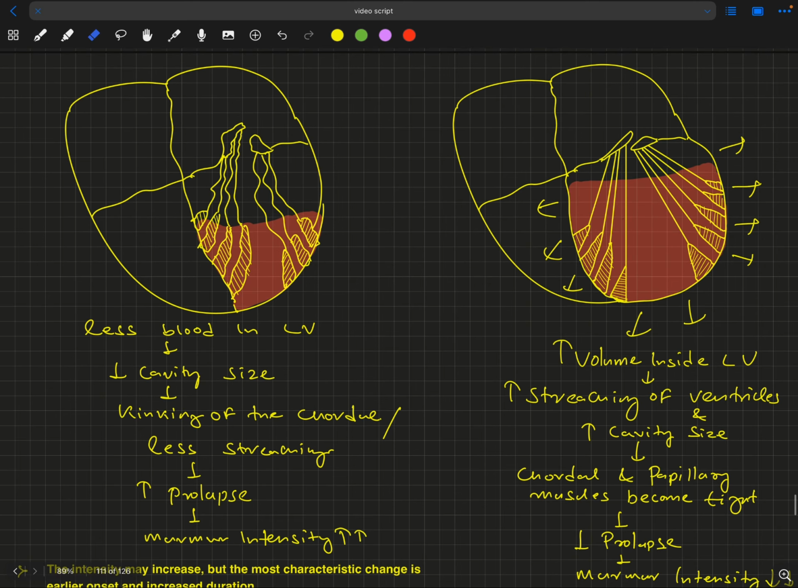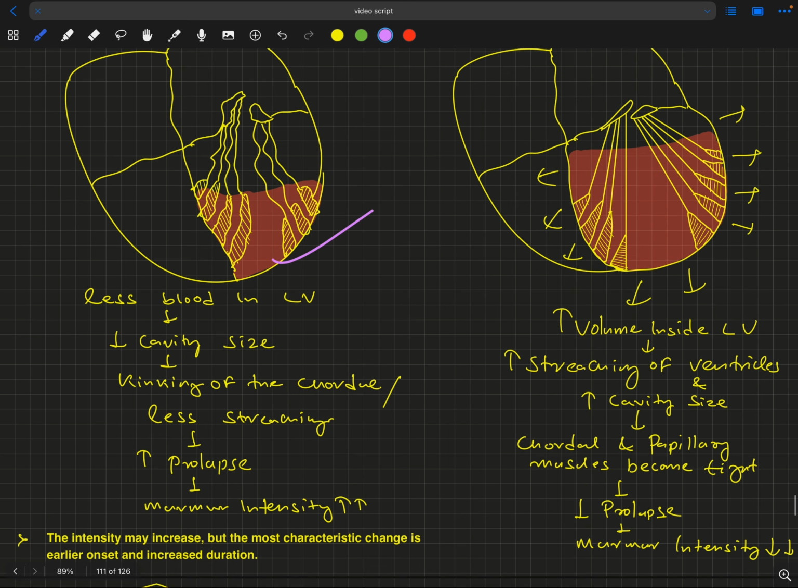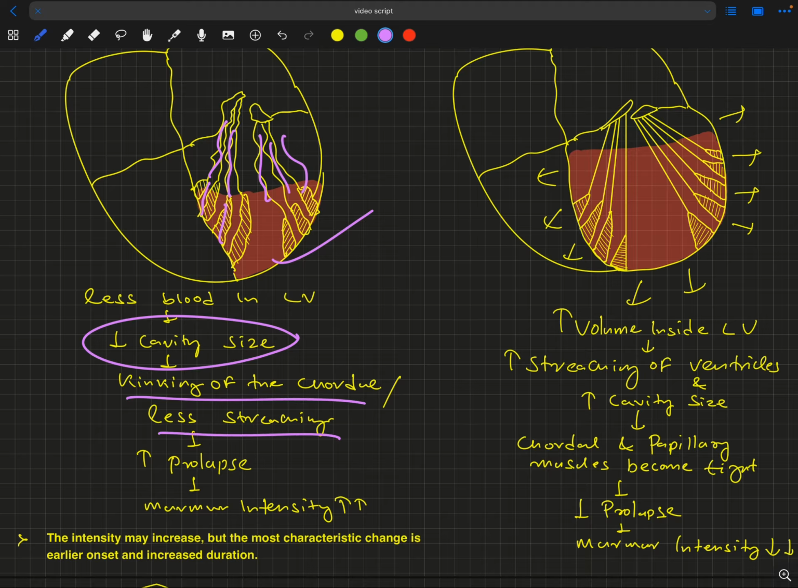This is the most important part. In the Valsalva maneuver or sudden standing, there will be decreased blood inside the left ventricle. When there is decreased blood inside the left ventricle, the cavity size will be decreased. When the cavity size is decreased, there will be kinking of the chorda tendineae and papillary muscle, so there is less stretching, and now the valve can move more easily.